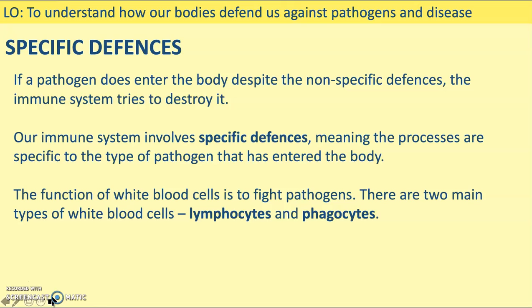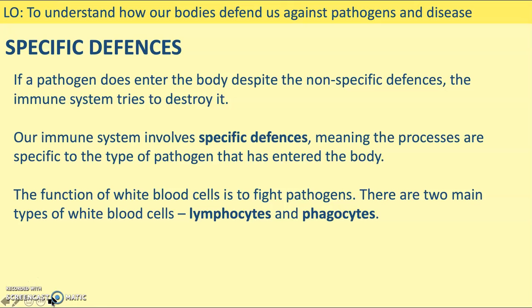Okay, so we're moving on from non-specific defences to specific defences now. If a pathogen does enter the body despite the non-specific defences that we have, the immune system will try to destroy it. Our immune system involves specific defences, meaning that the processes are specific to the type of pathogen that's entered the body. The function of white blood cells is to fight pathogens.